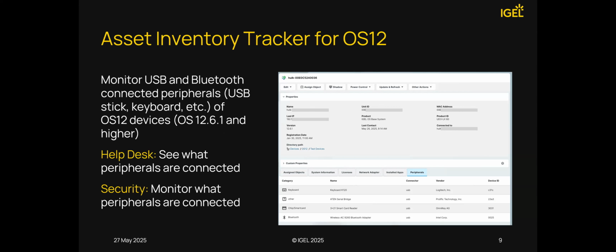Use cases for this are, for example, the help desk. So, for example, if a user is calling the help desk because something is not working, like the keyboard, they see immediately if the keyboard is even connected to the device or not. Another use case is security. So you can now monitor which peripherals are connected to the devices in your environment. So that's a great feature and now available for OS 12 for all of our enterprise customers.